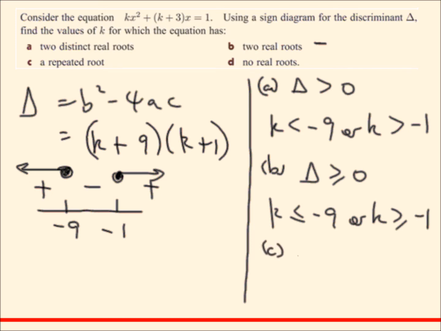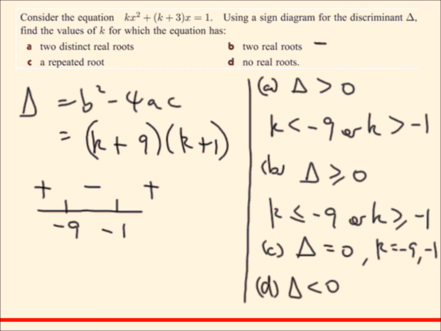Part C, repeated root, means we have discriminant equal to 0, and that means we are at the solutions of -9 and 1. And the final option, no real roots, means discriminant is less than 0. So on the sign diagram, we want the negative section, so between -9 and 1, but not equal to. So our inequality there, -9 is less than k is less than 1. And that will be our solution to that problem.